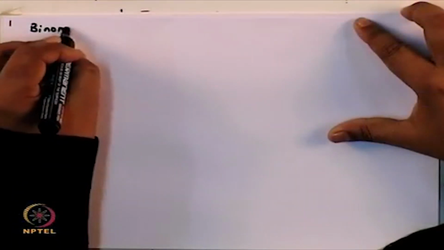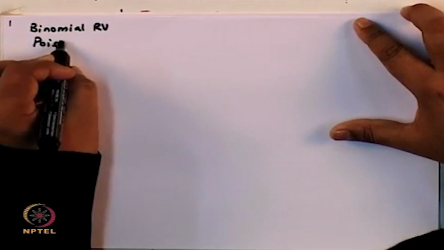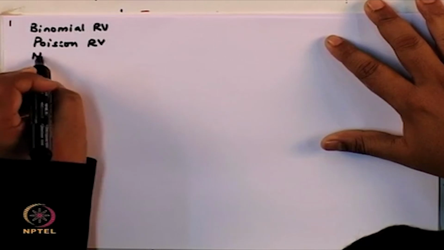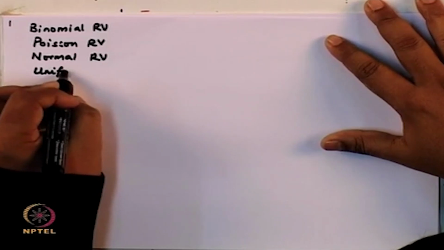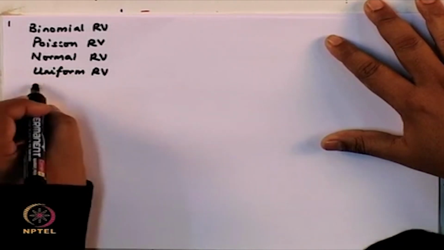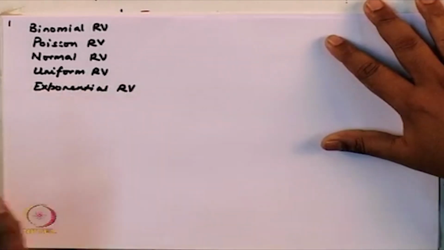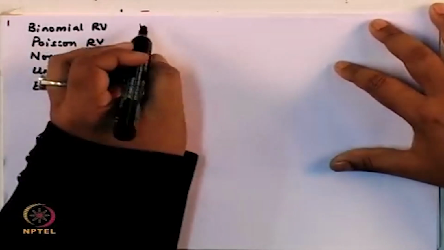So, in the last few lectures we had discussed the various kinds of special random variables. These would include the binomial random variable, the Poisson random variable, the normal random variable, the uniform random variable, and the exponential random variable. For each of these, there are some parameters associated with it.